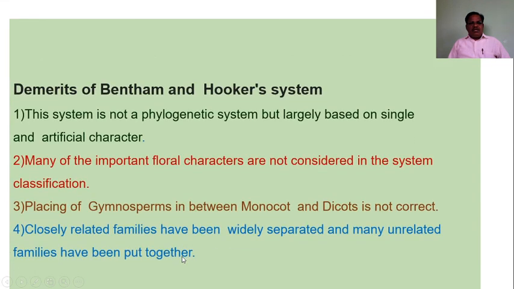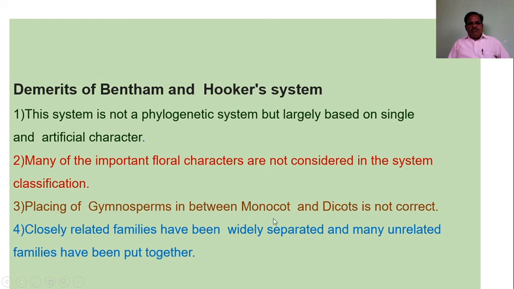Then the drawbacks, demerits or limitations of the natural system of classification. This system is not a phylogenetic system, but largely based on single and artificial characters. In some classifications, only a few characters are taken under consideration, and hence sometimes it looks like a phylogenetic character. Many of the important floral characters are not considered in the system of classification.